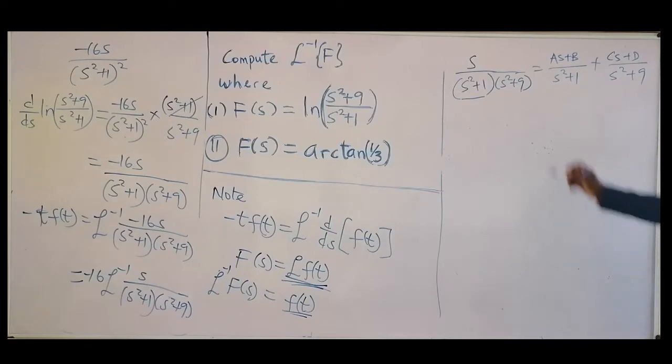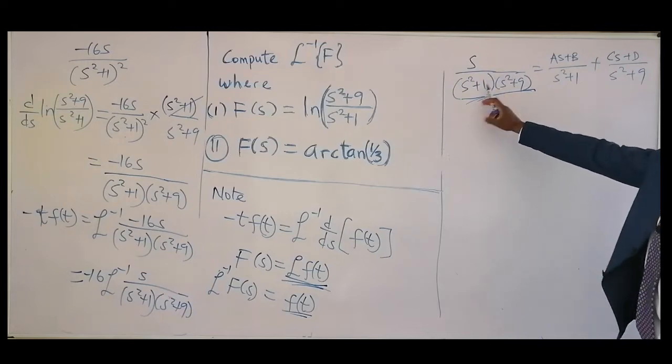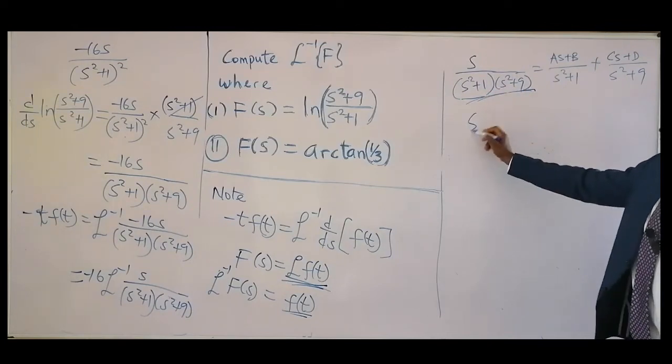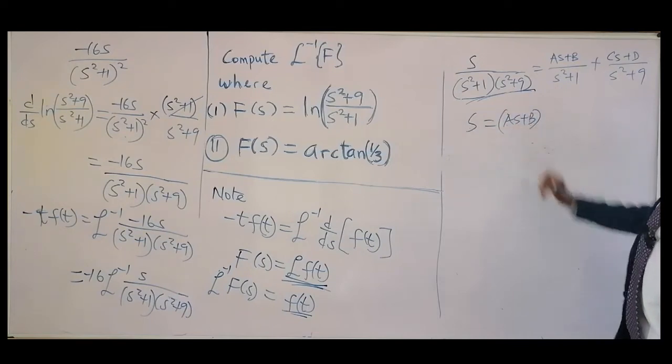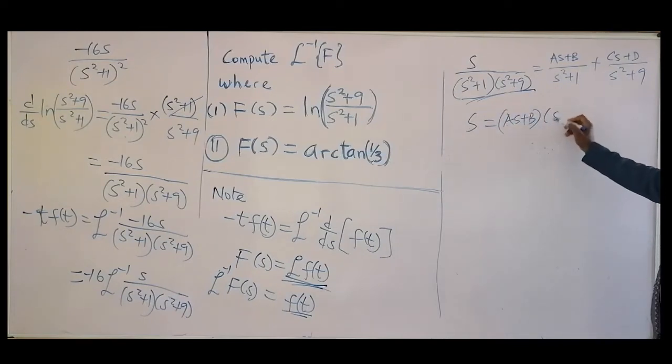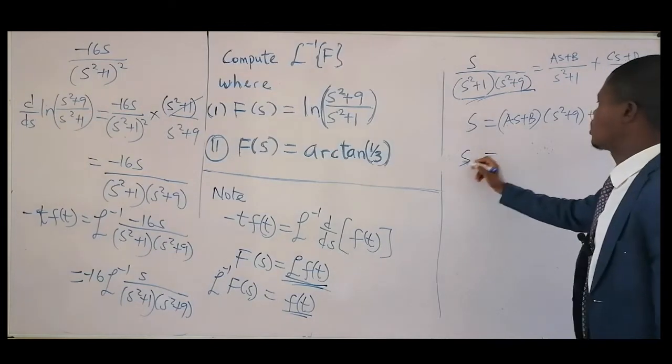So we multiply both sides by the denominator, these two expressions. That will give you this equal to (ax + b)(s² + 9) plus (s² + 1)(cx + d). So what can we do now? Let's expand so that we can equate the coefficients.